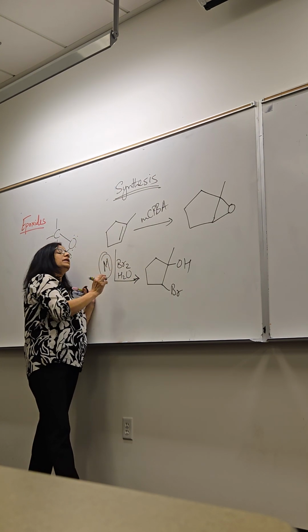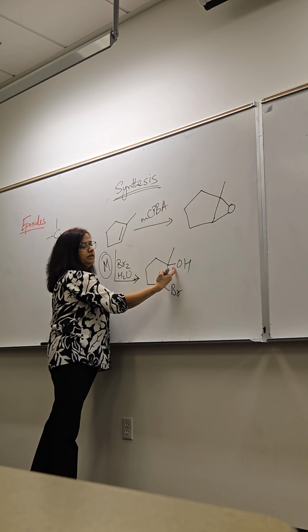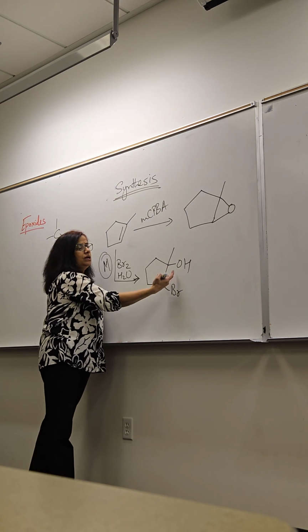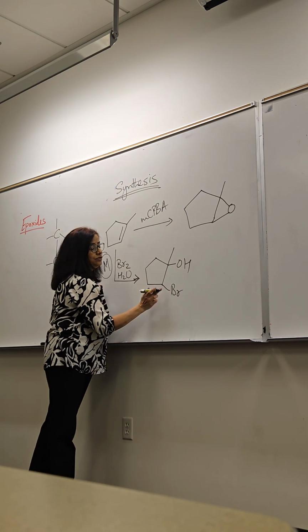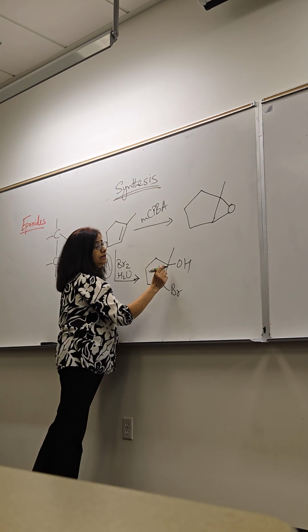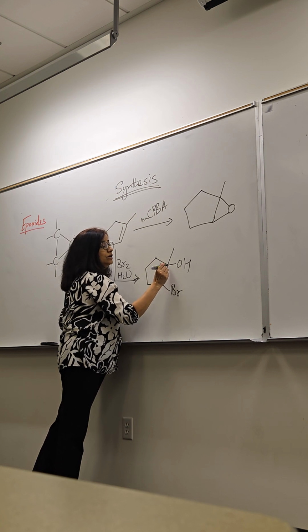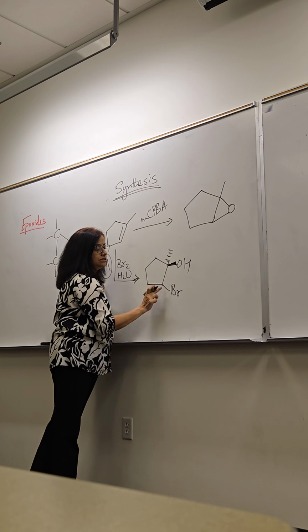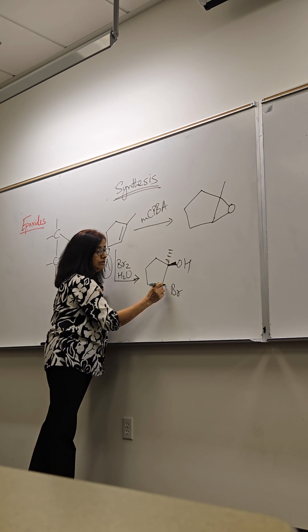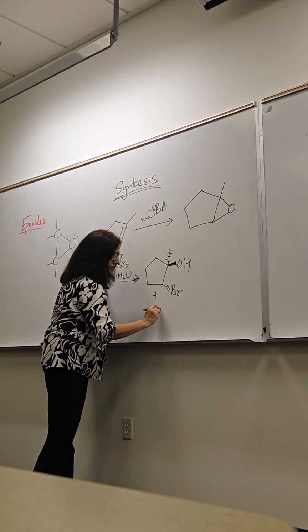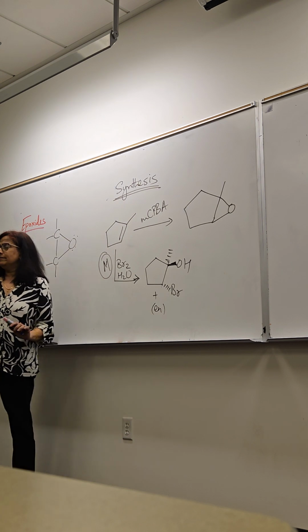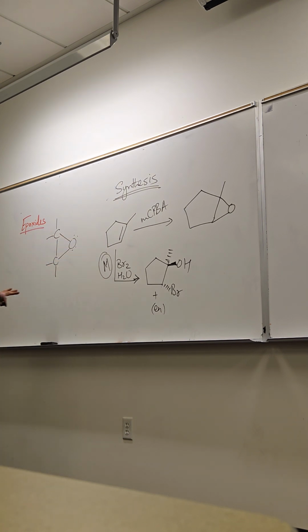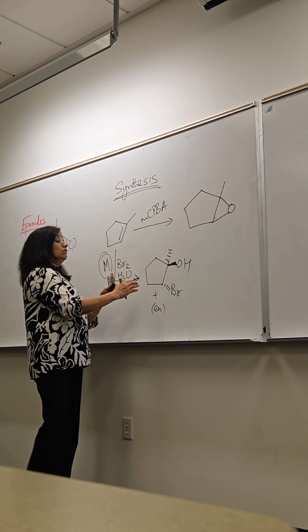But here's the big question: what is the relative orientation of the Br and OH? They have to be anti. Does that ring a bell, everybody? So if this is a wedge, then that would have to be a dash, and you'll get the other version as well. We spent quite a bit of time on that reaction.